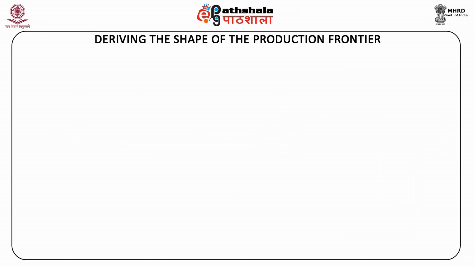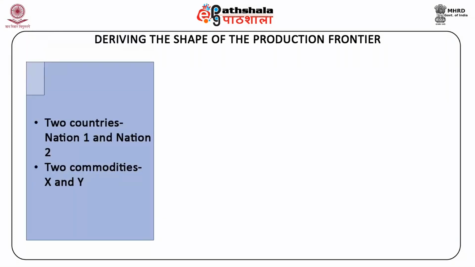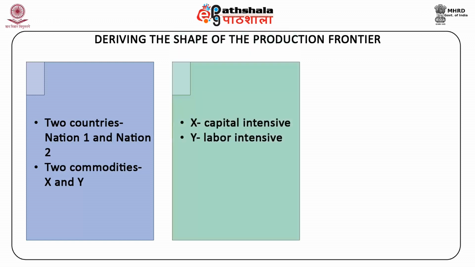Let us take an example to understand this better. Let us assume that there are two countries, Nation 1 and Nation 2. The two commodities are commodity X, which is a capital commodity, and commodity Y, which is an agriculture commodity. Take commodity X to be capital intensive, that is, it can be produced with less labor relative to capital, and it has a higher capital labor ratio. And commodity Y to be labor intensive commodity, that is, it requires a substantial amount of labor relative to capital.